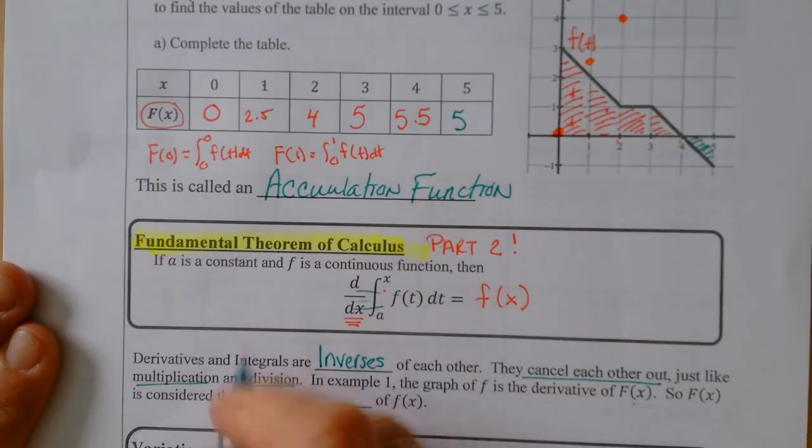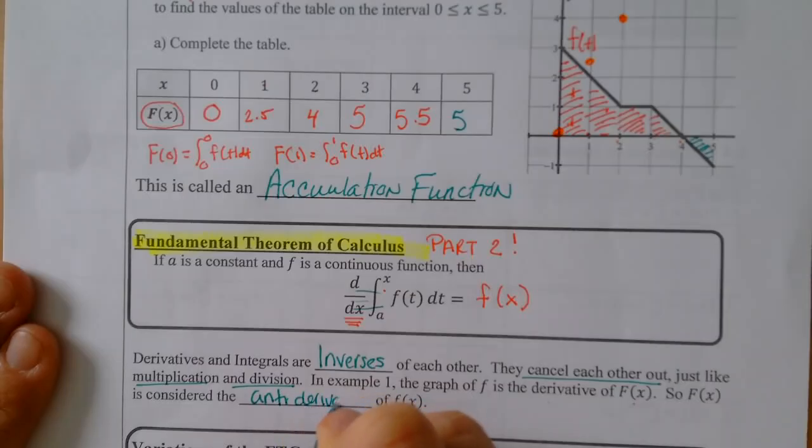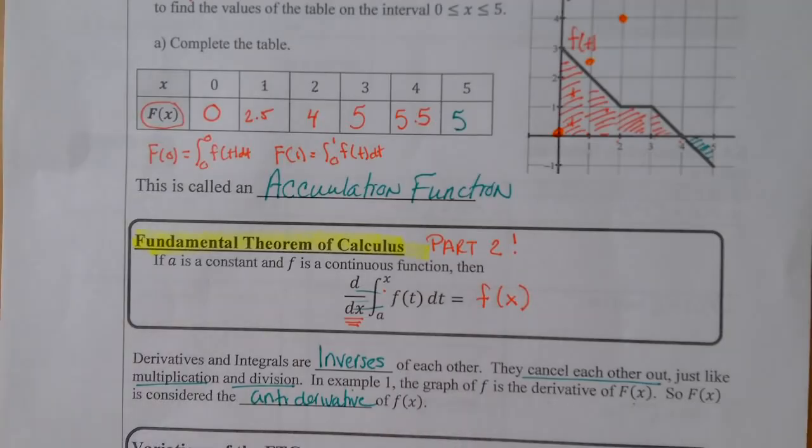All right? So in example 1, the graph of f is the derivative of f. So big F is considered the antiderivative of little f. So let me say that again. The graph of little f is the derivative of big F. So big F is the antiderivative of little f. Okay, so that might have sounded a little bit confusing. I get it. But at the end of this Unit 6 chapter, I think you're going to really understand these. It's not as bad as perhaps that sentence sounded.